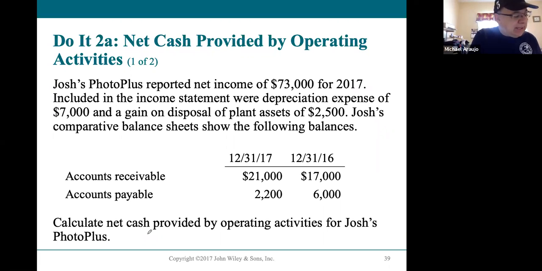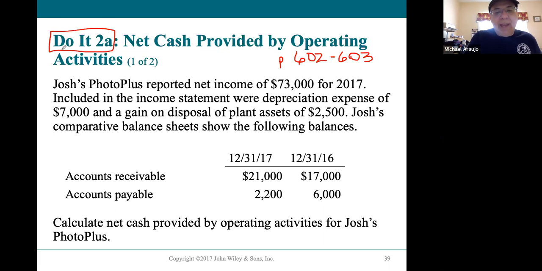All right, so this is on page 602 and 603. And so it's important that you review this because this is something you're going to have to do. It's a practice of what we just did. Okay, so in your textbook, page 602, 603, the do it exercise is 2A, and it simply looks at what we just focused on, net cash from operating activities. So here we have a company, Josh's Photo Plus company. They have net income of 73,000, right?